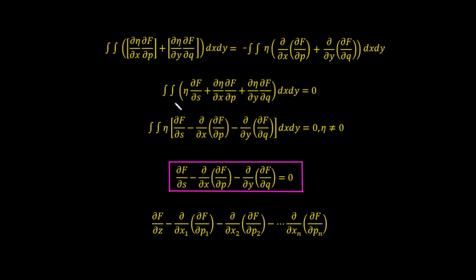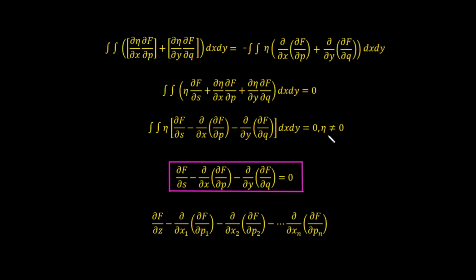So you can see we're going to have our original value of our eta times our partial f by partial s. That remains the same. But these two terms here are going to be replaced by the minus partial by partial x over partial f by partial p, and our minus, because it's a minus sign here multiplying everything, partial by partial y over partial f by partial q. And that's all by our dx dy, and that whole thing is equal to 0.